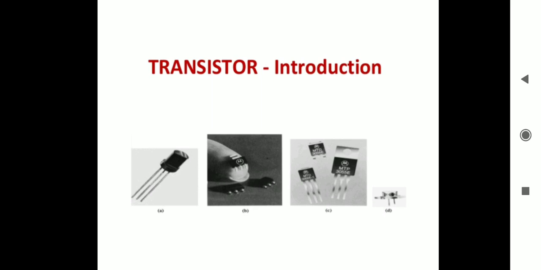If the conduction takes place due to only one type of carrier, the majority carriers, then the transistor is called a unipolar transistor. An example of a unipolar device is the field effect transistor, called the FET.